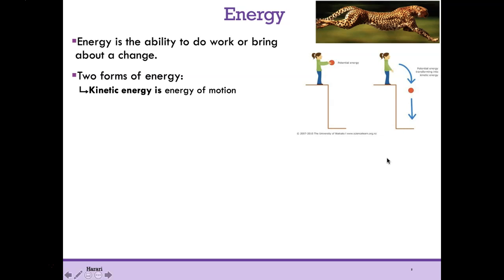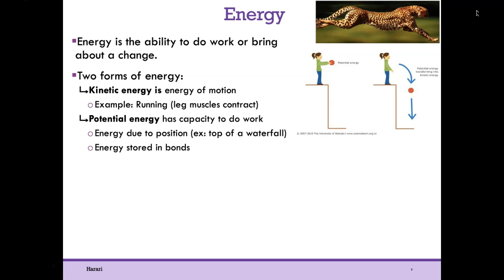So this animal over here is running because it's using energy of motion. It's contracting its leg muscles in order to produce movement. So kinetic energy is energy of motion. Potential energy is energy that has the capacity to do work. So it has the potential to do work. It can have potential to do work because of its position.